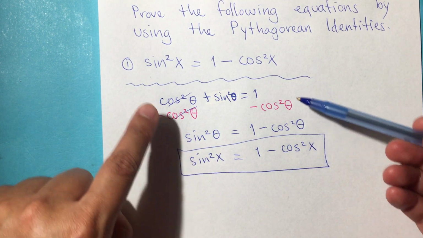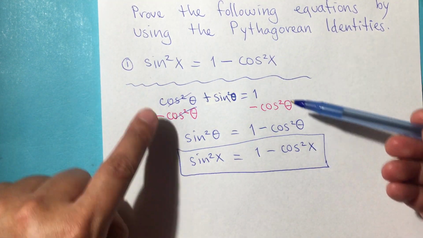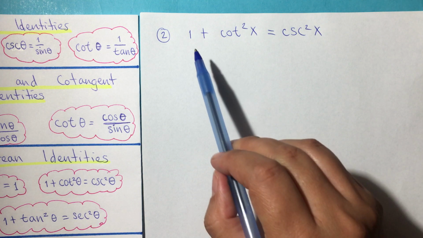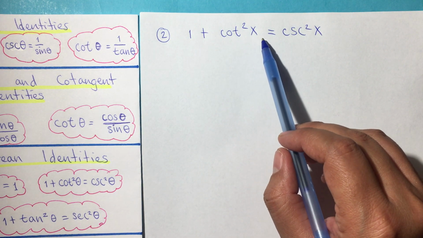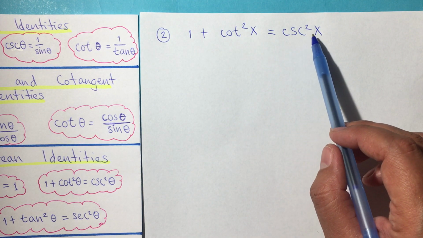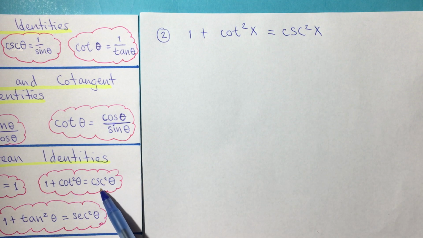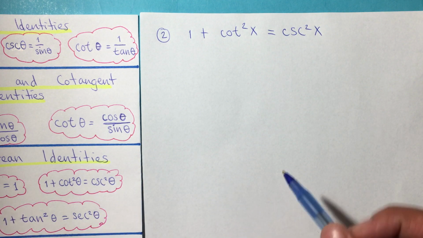And so it proves that it's correct. Okay, for number 2, it says 1 plus cotangent square of x equals cosecant square of x, which is this one right here. But how does it derive from this one?